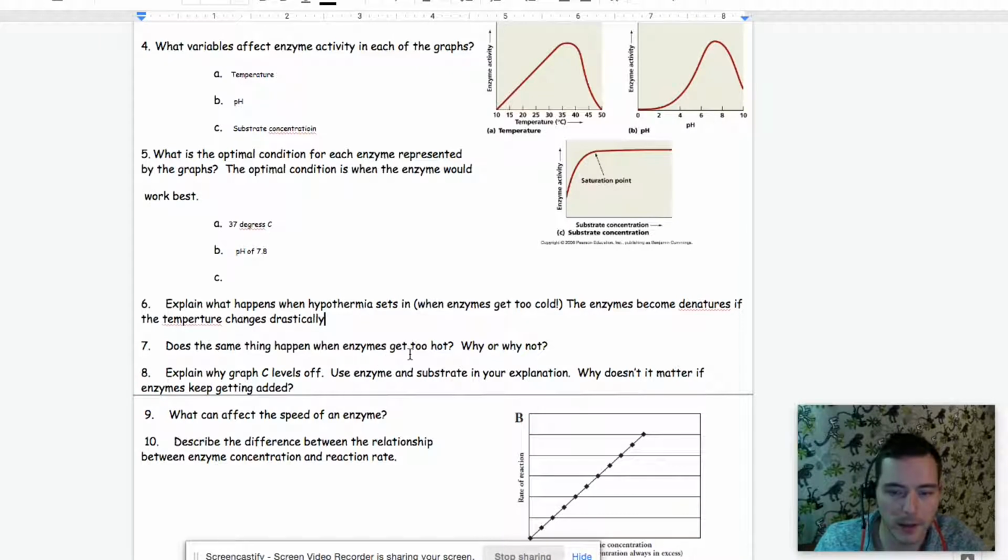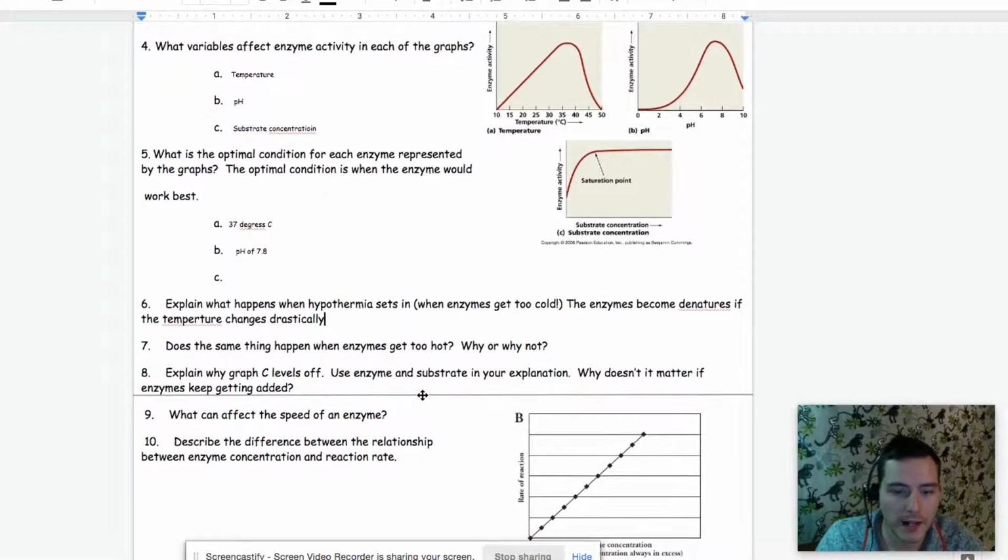Does the same thing happen when enzymes get too hot? Why or why not? Yes. Explain why graph C levels off. Use enzymes and substrate in your explanation. Why doesn't it matter if enzymes keep getting added? So my enzyme activity goes up and up, but saturation, substrate concentration, meaning if there is the same amount of substrate and enzymes, it can't go any faster. It's going to be at the max, which is why this graph goes up and then levels off, because there's the same amount of enzymes and substrate.